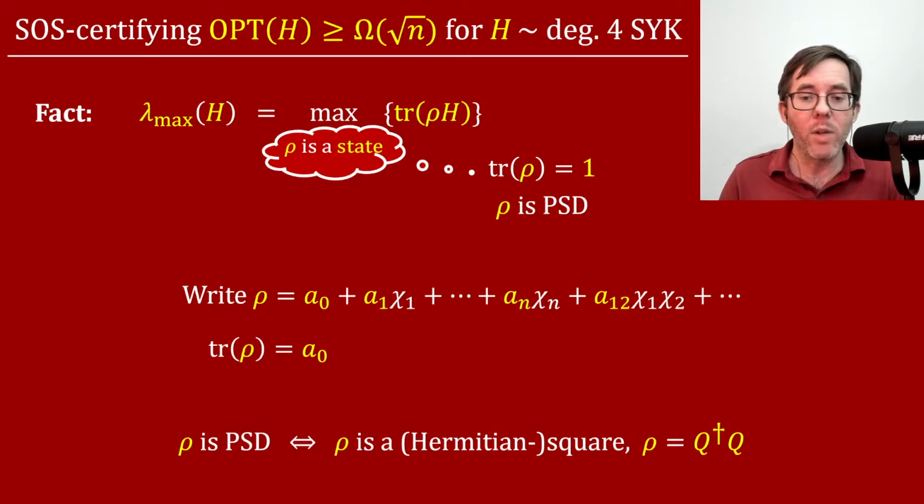Okay, the difficulty, though, is that a generic polynomial expression for rho can have as many as 2 to the n terms. So it's not so obvious how to optimize over all rho.